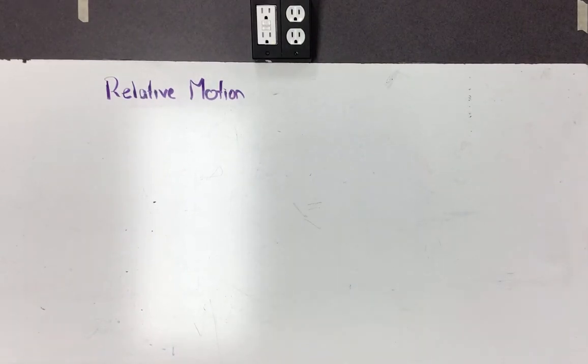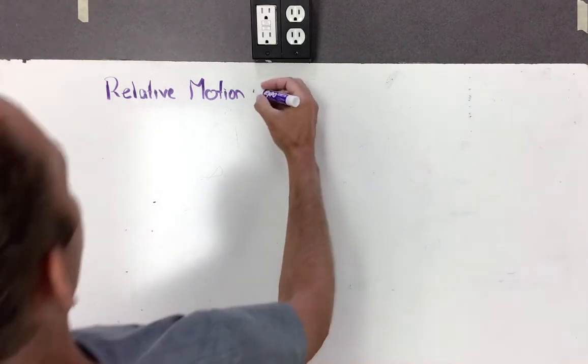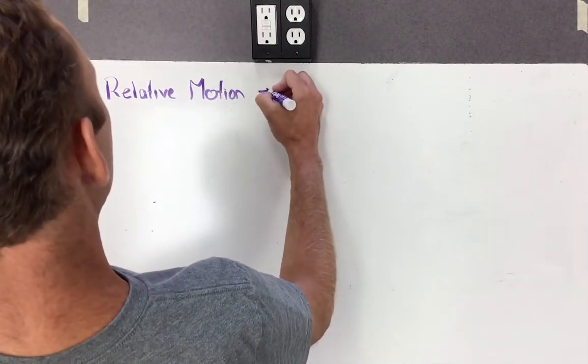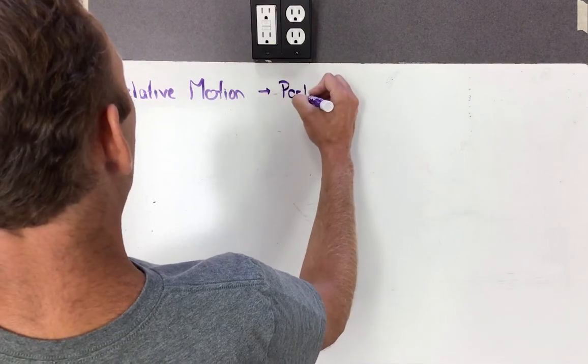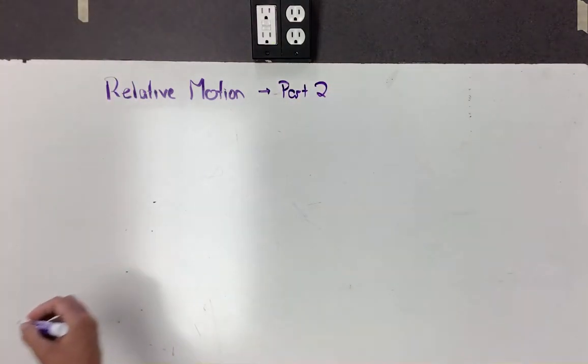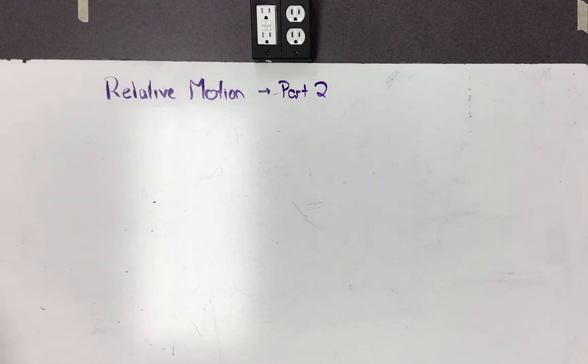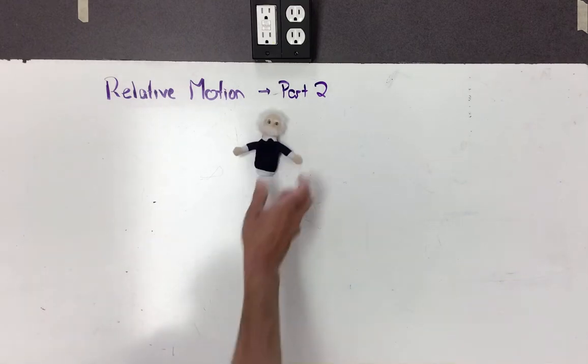All right, we're going to bump it up a little bit. Same setup. This is going to be relative motion. We're going to call this part 2. Okay, bumping it up a little bit. We'll have the same characters come into play. We're going to have Albert. He's going to be chilling out.